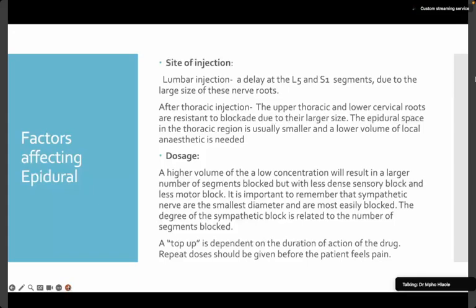So I did speak about topping up, giving repeated doses, and also not waiting for the patient to feel pain before you top up with analgesia, with local anesthetic, sorry.